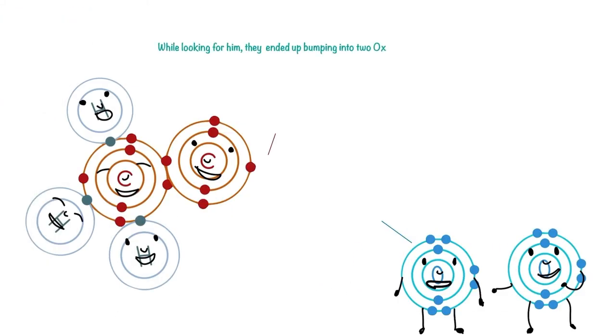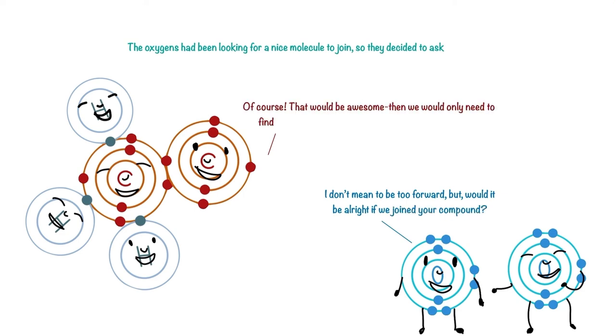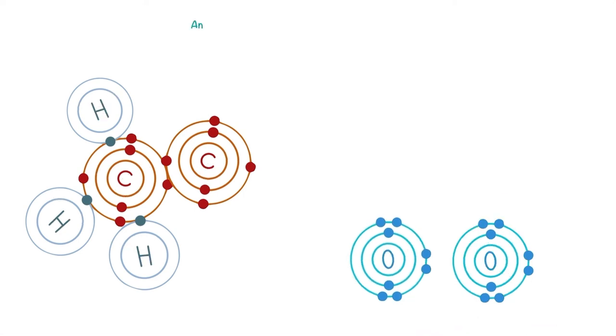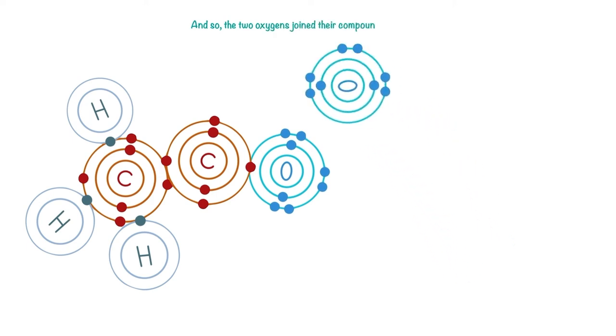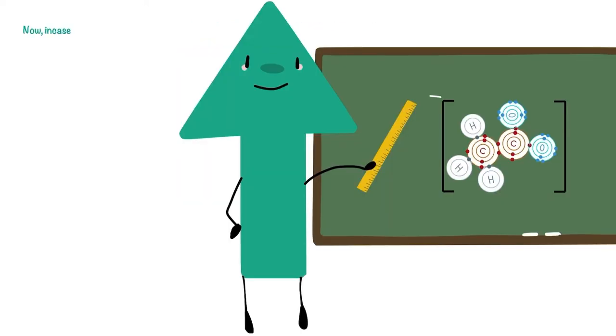While looking for him, they ended up bumping into two oxygens. The oxygens had been looking for a nice molecule to join, so they decided to ask. And so, the two oxygens joined their compound. They have now formed the compound acetate.